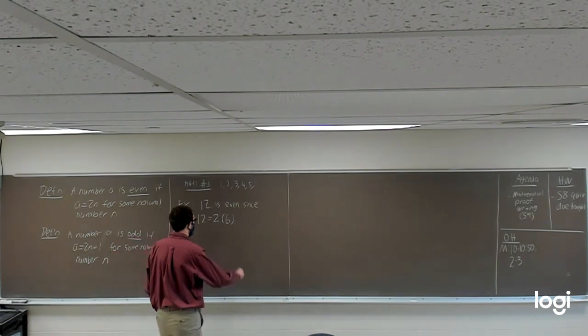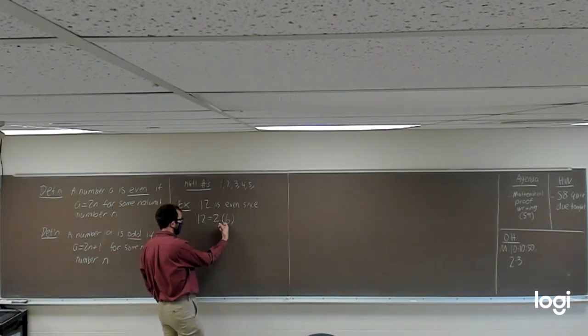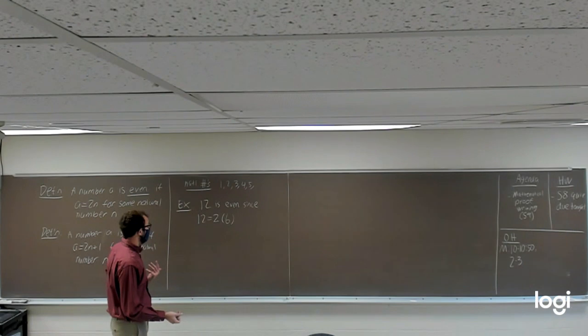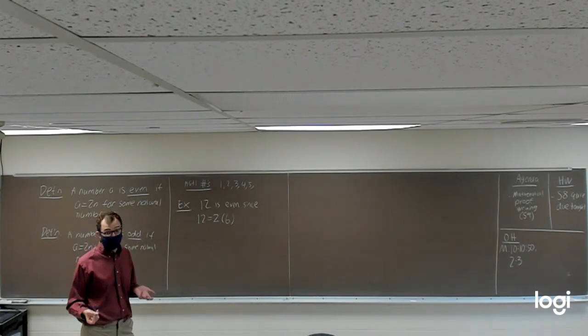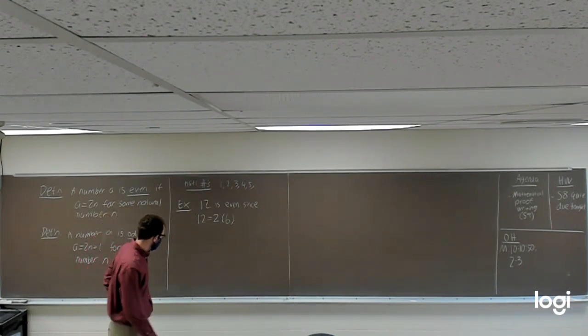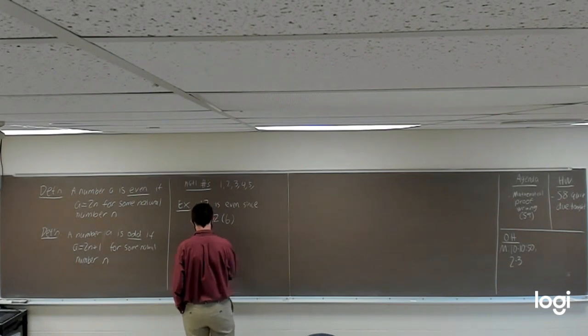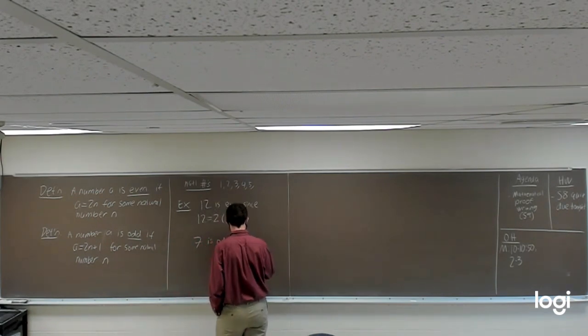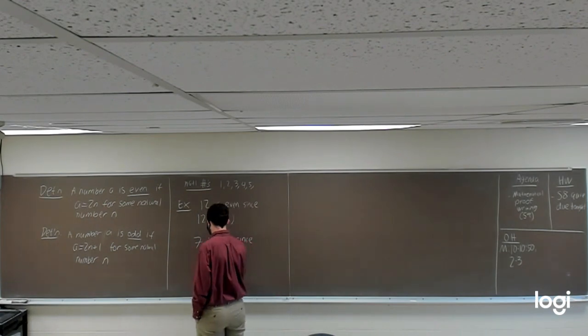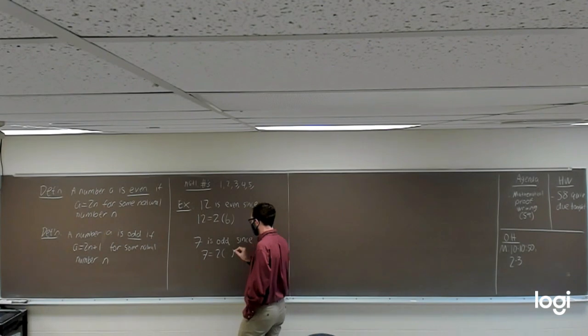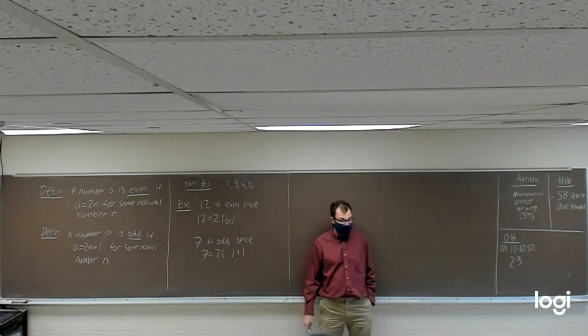Yeah, since 12 is equal to 2 times some other counting number, 6, that makes 12 an even number. Whereas 7, for instance, I will say is odd, since I claim 7 is going to be 1 greater than some multiple of 2.